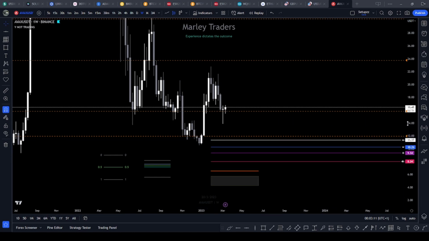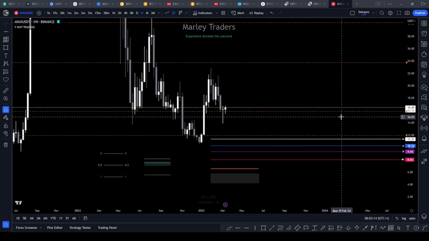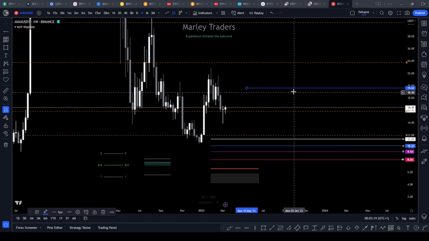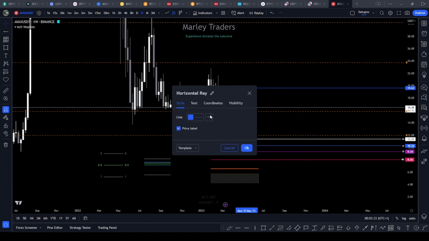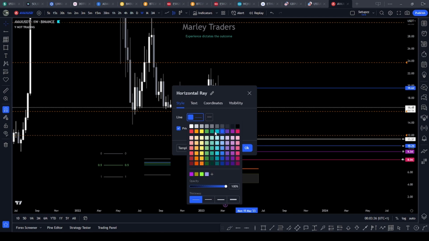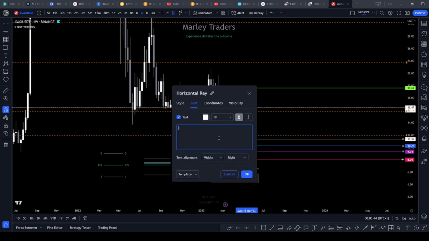So how does it work? You take any line and create a template for it. If you don't know how to create a template, here's a quick example. You take anything you want, click on it, go to settings, and choose the style, what color you want it to be. Then for the text, what do you want it to say? Let's say ML.